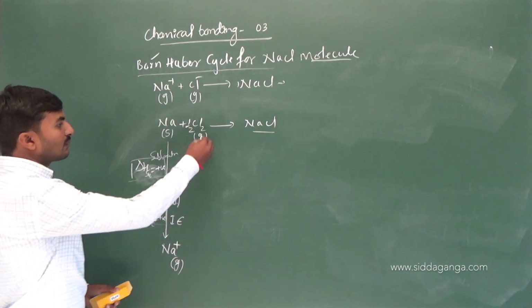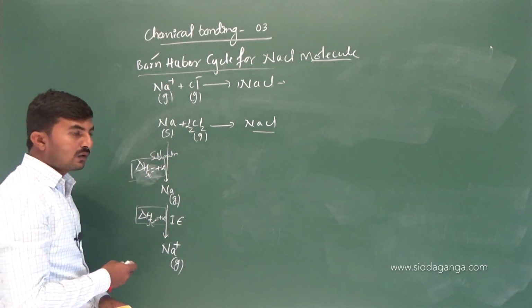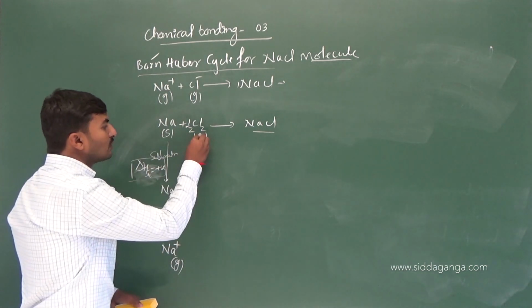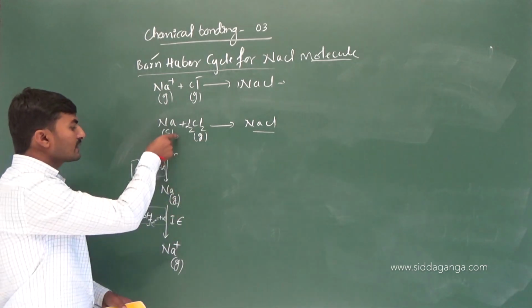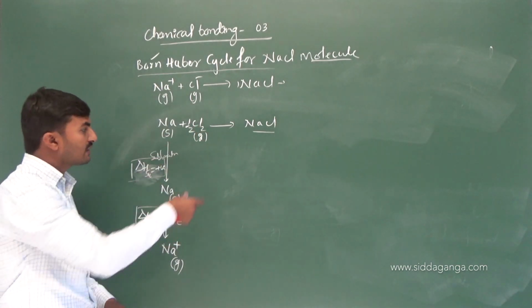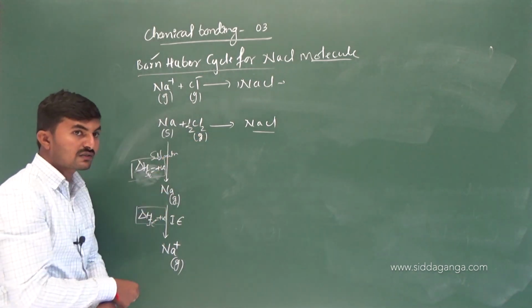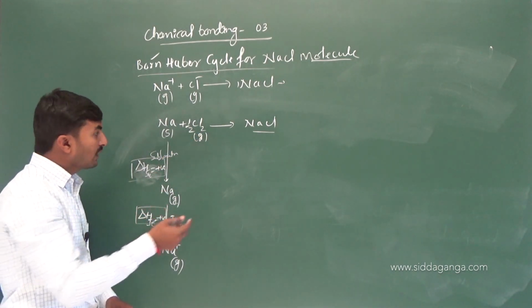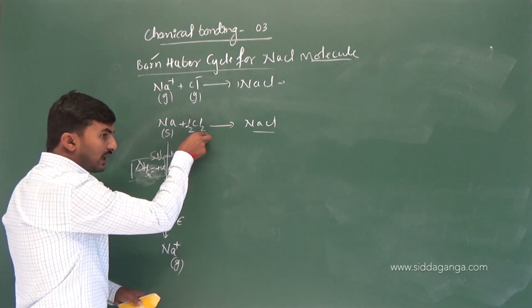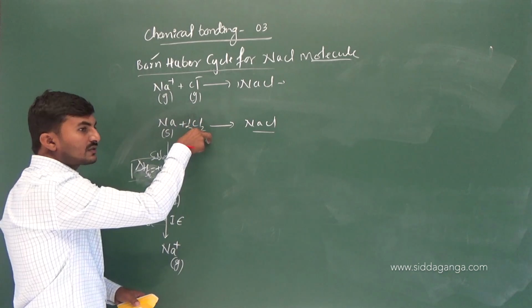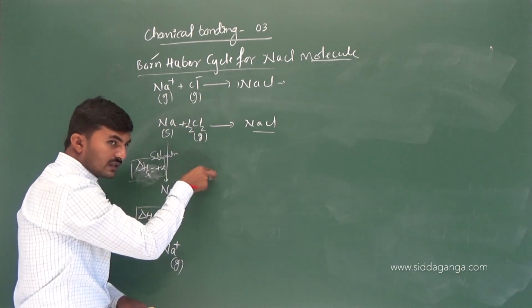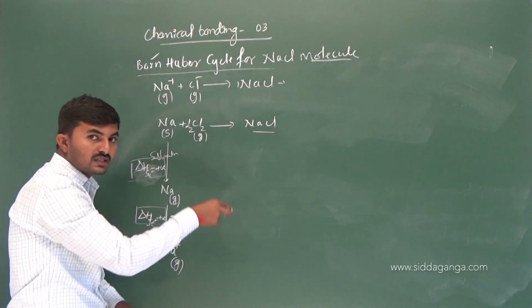Next we will come to Cl2. Here Cl2 already exists in a gaseous state. No need of sublimating this Cl2 because it already exists in a gaseous state. Now what is our aim? We have to convert this Cl2 molecule into a Cl atom, followed by Cl ion.